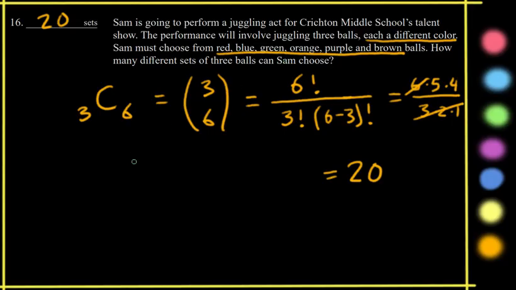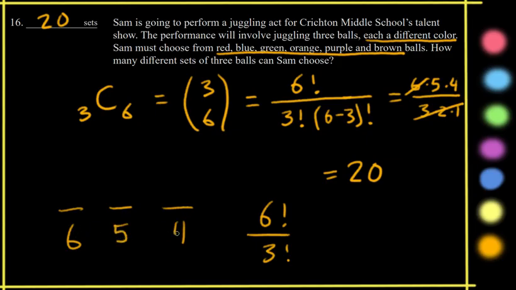If they said he's going to line up 3 balls in a row, a first ball, a second ball, and a third ball, how many ways can he do that? Then the order matters. And in that case, it's just 6 factorial divided by 3 factorial. Because there's 6 different colors that he could choose for the first one. Once he chooses that one, there's only 5 colors left for the second one. And then once he chooses that one, there's 4 different ones left for this spot.